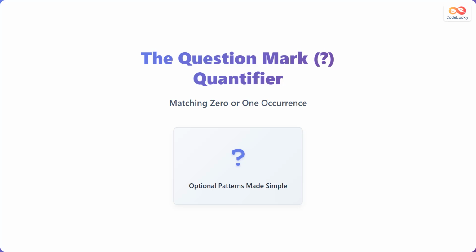Let's explore the question mark quantifier in regular expressions. The question mark quantifier allows you to match 0 or 1 occurrence of a preceding element, making patterns optional. It simplifies the process of dealing with optional elements in the text you are trying to match.